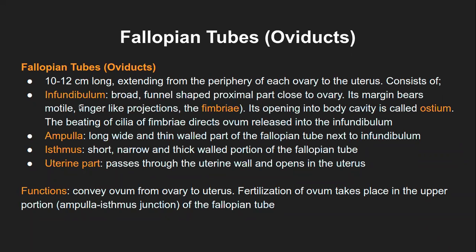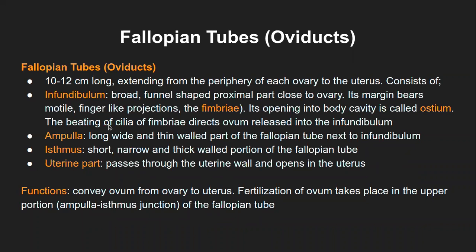Its margin bears motile finger-like projections. Motile because they are moving. These are extended projections or outgrowths of villi or microvilli-like structures. That is called the fimbriae. Just these fingers are called fimbriae, and the whole funnel-like structure is the infundibulum. Its opening into the body cavity is called the ostium.